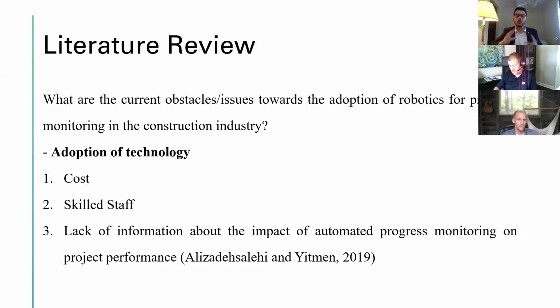So what he did through his paper was he tried to cater to this third point, the lack of information about the impact of automated progress monitoring, and tell the industry, or the academic industry at least, that this can actually help the construction industry if it is implemented or applied. Our research, on the other hand, not only deals with the third point, which by his paper was just academic in nature.